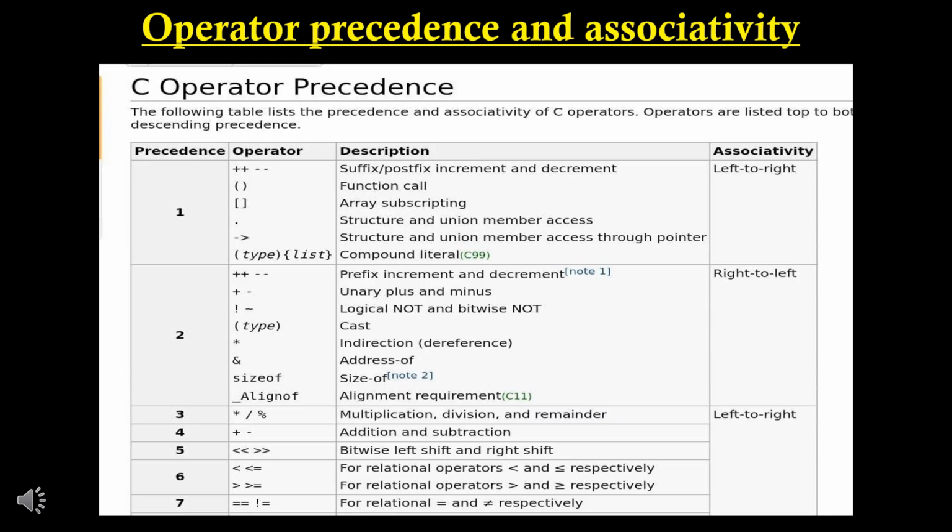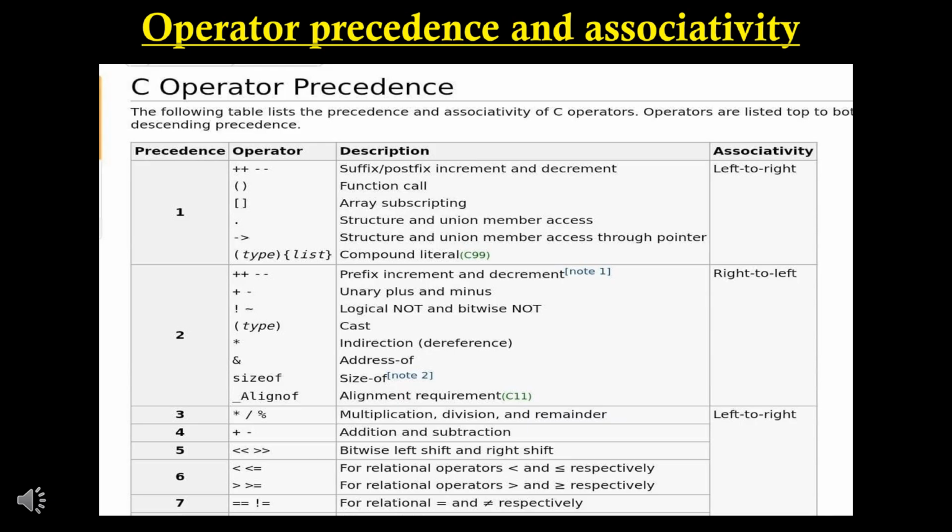Next, we have associativity, which resolves conflicts when two operators of the same precedence appear in an expression. Associativity can either be left to right or right to left. For example, subtraction is left to right associative, meaning in an expression like 10 - 5 - 2, it is evaluated as (10 - 5) - 2, giving us 3. On the other hand, the assignment operator, equals, is right to left associative, so x = y = 10 assigns 10 to y first, then to x.